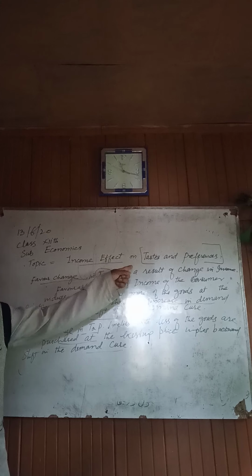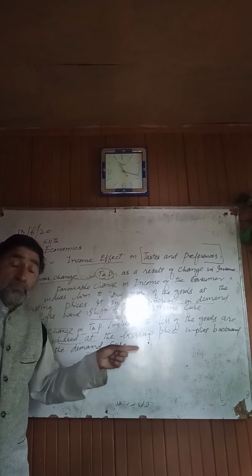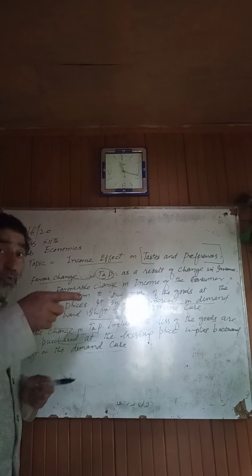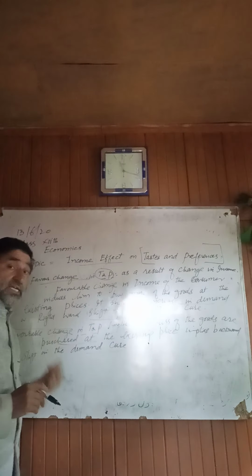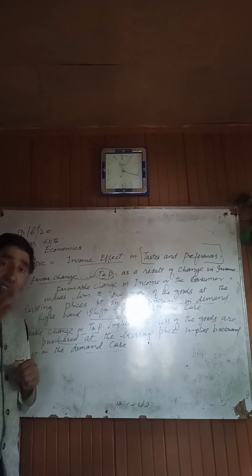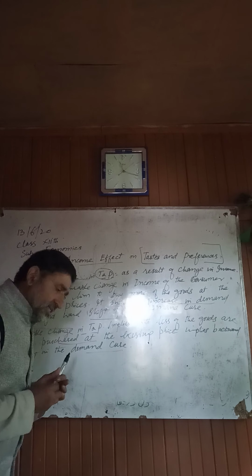What will happen in case of favorable change? In case of favorable change in preferences and tastes of the consumer, the demand curve will show a rightward shift, but in case of unfavorable change, the demand curve will show a backward shift. And let us illustrate it diagrammatically.